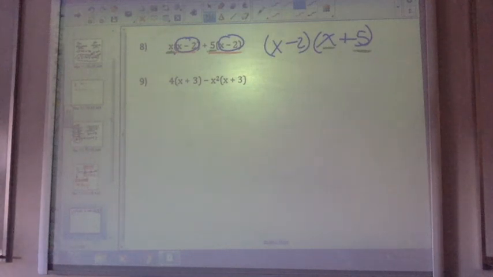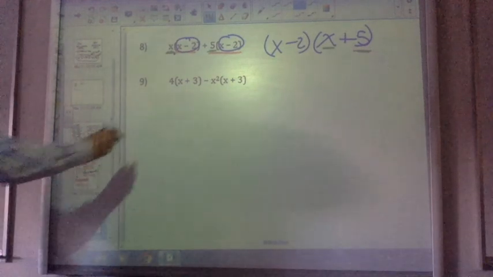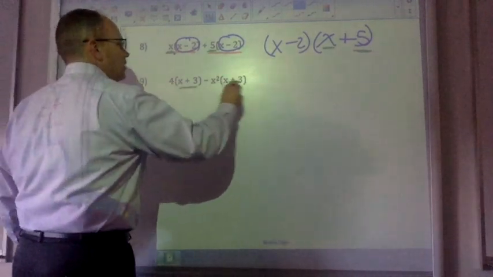So let's use that exact same principle here on number 9. I have 2 terms. My first term is 4 parentheses x plus 3. Agree? My second term is negative x squared times quantity x plus 3. So is there a binomial they both have in common? Which is? Yeah, x plus 3, this and this come out.